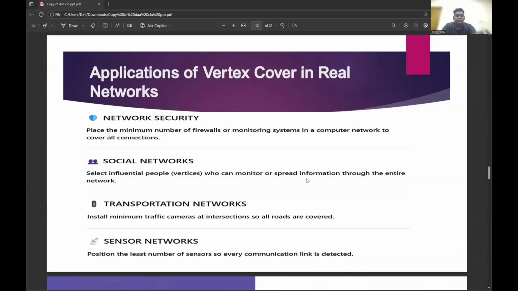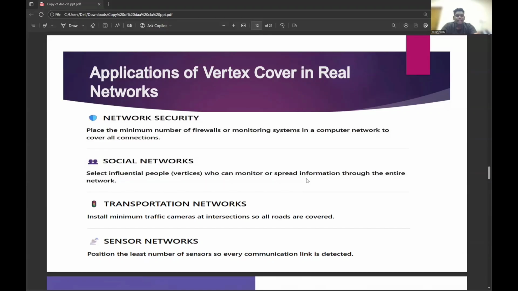And the second point is social network. In social media, some people act as key influencers. Vertex cover helps select a few important people, the vertices, who can spread information to the entire network. This is used in marketing, advertising, and rumor tracking.